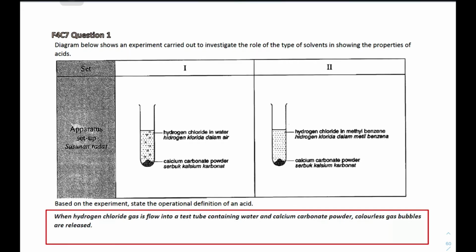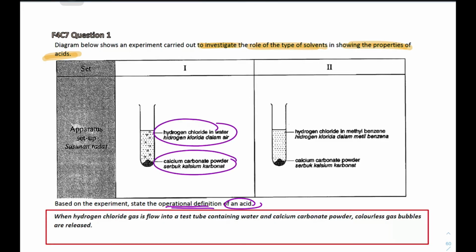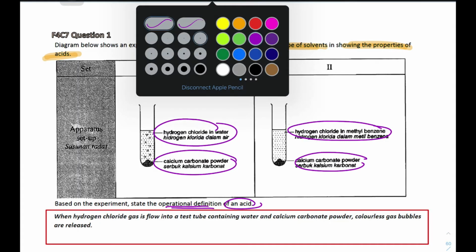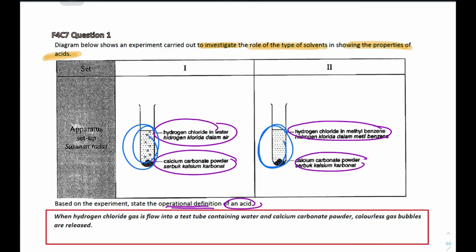This experiment is carried out to investigate the role of the type of solvent in showing the properties of acid. And the question wants us to give the operational definition of acid. So you see, what are they doing in the experiment? Hydrogen chloride in water reacts with calcium carbonate powder. Hydrogen chloride in methylbenzene reacts with calcium carbonate powder. And then what we observe here is bubble, no bubble.